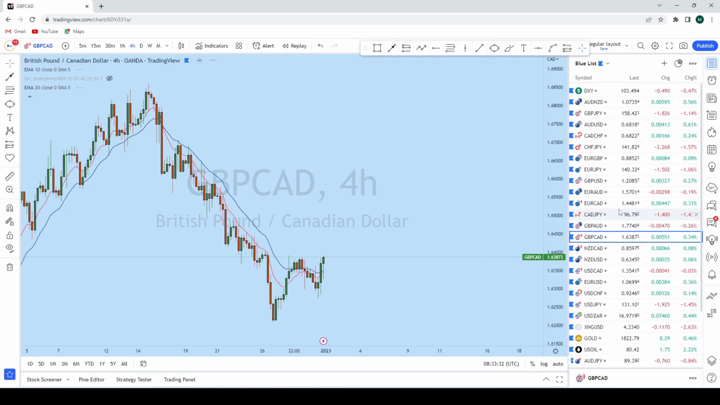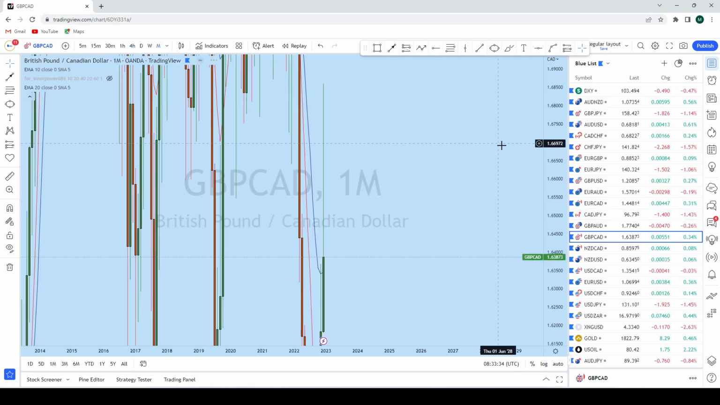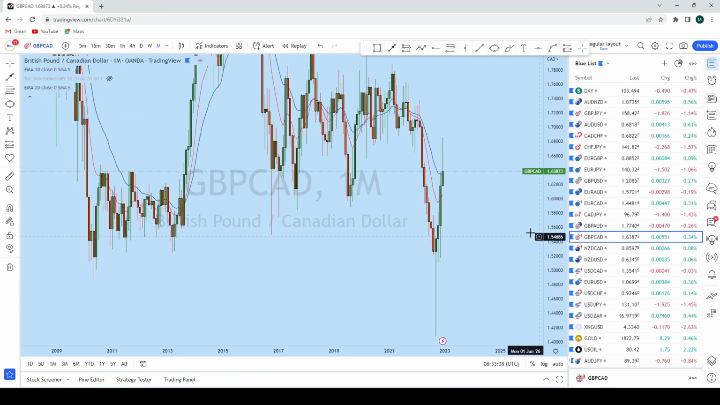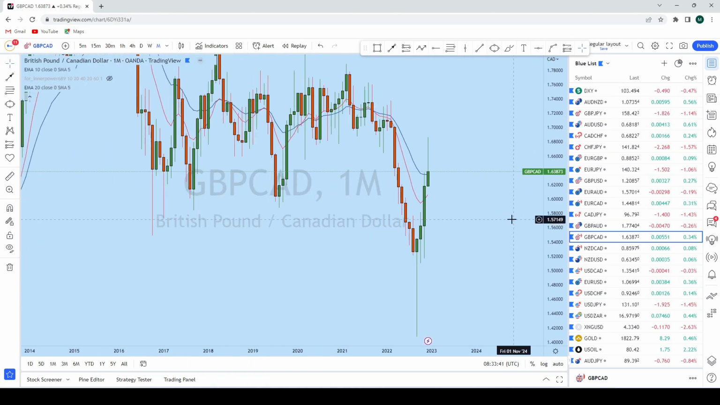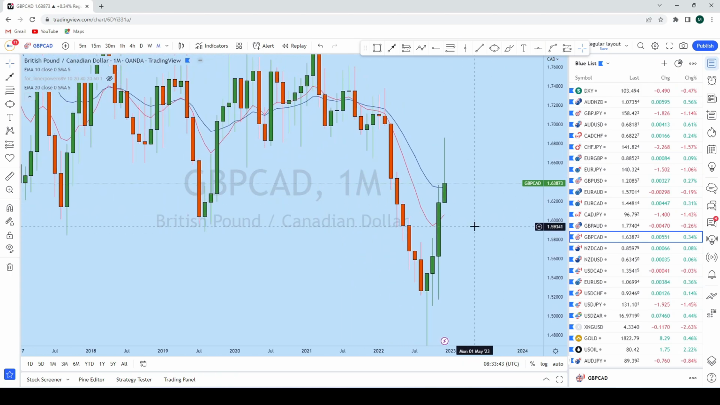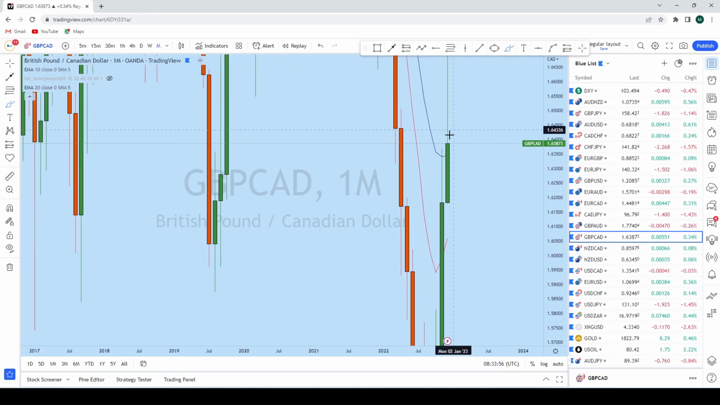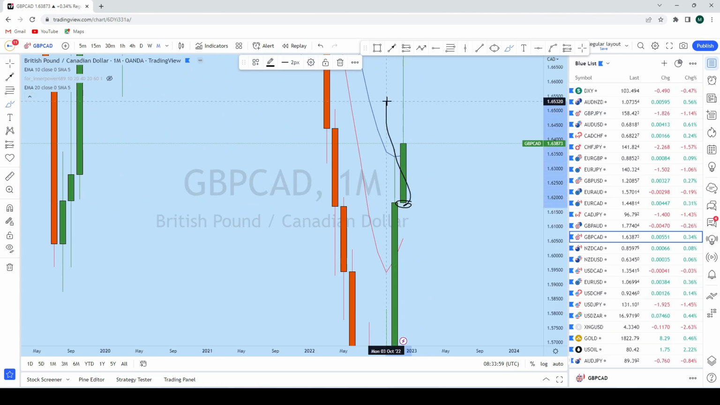Now let's look at GBPCAD, starting with the monthly perspective. On the monthly time frame, we see that GBPCAD is still bullish. There is a back-to-back, quite a few months, strong bullish move on GBPCAD. This is the closed candle on the monthly, which is typically a bullish candle, a shooting star. But at the same time, if you look closely, it's a very strong bullish candle.